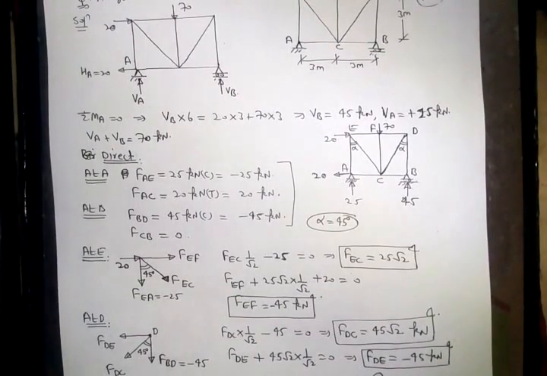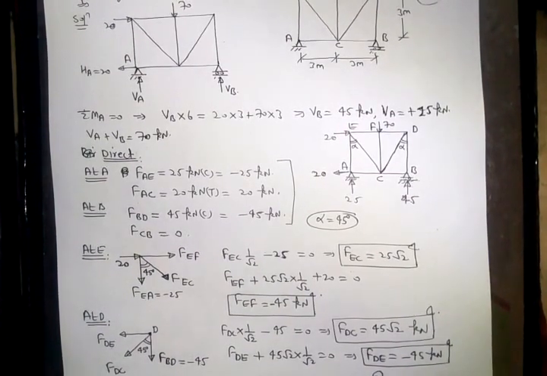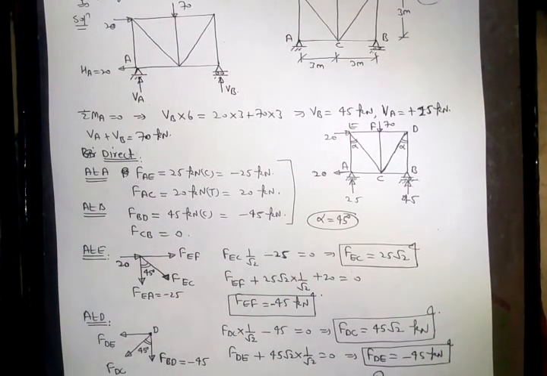Now we can take either joint C or joint D, and also joint F. At joint F, FFC equal to 70 compressive, means minus 70. Now we can take different joints and calculate forces in other members, right?